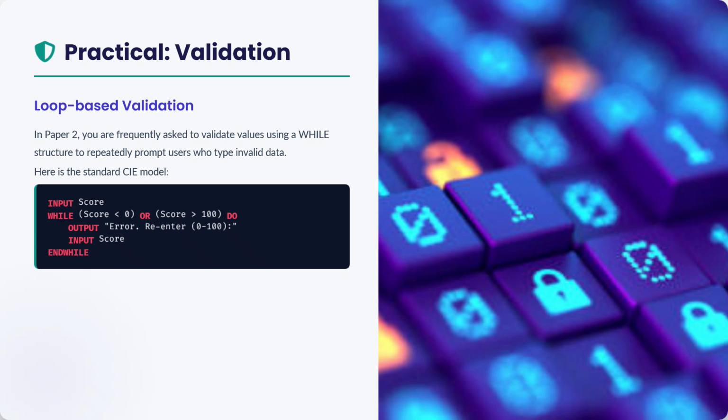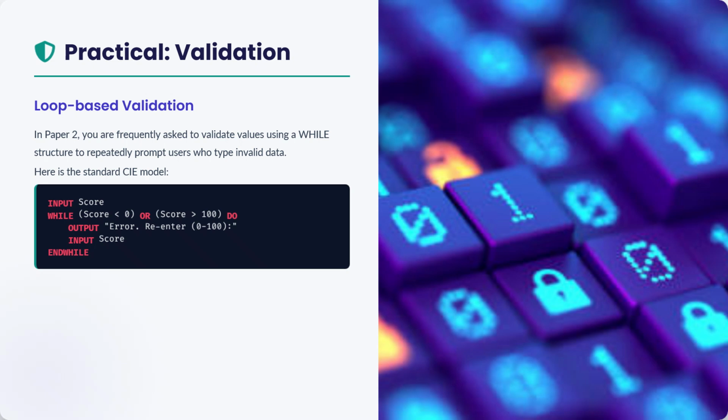In paper 2, you are frequently asked to validate values using a while structure to repeatedly prompt users who type invalid data. So let's take an example. For example, there is a program that is taking the score, but the score should range between 0 and 100, and it shouldn't be below 0, neither should it be above 100. So in order to use a while loop as validation, there are a few statements that need to be written apart from the while loop as well.